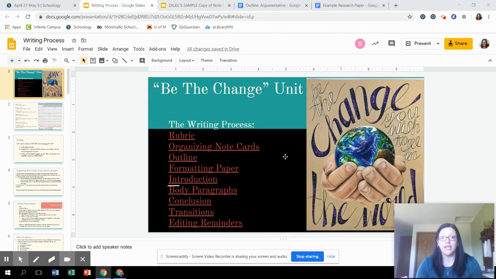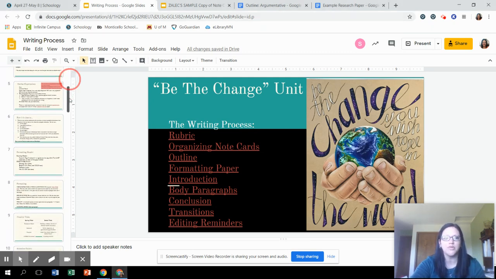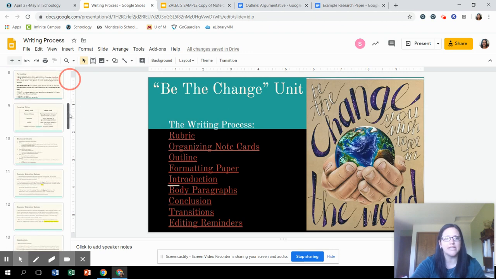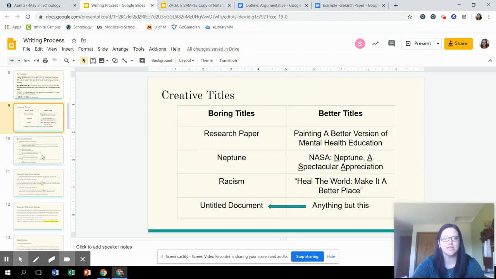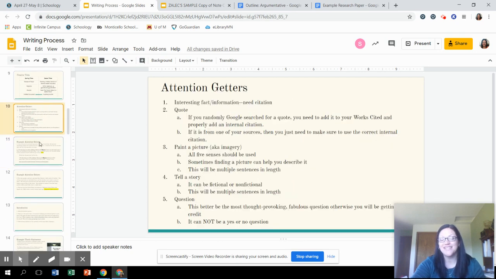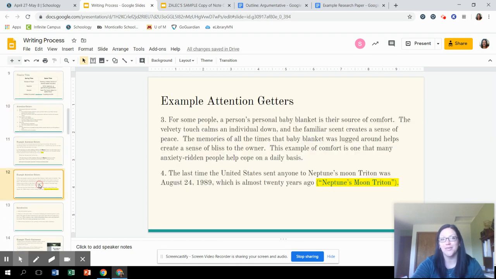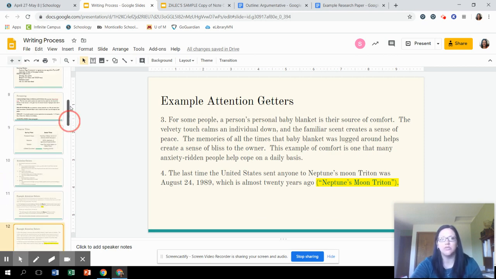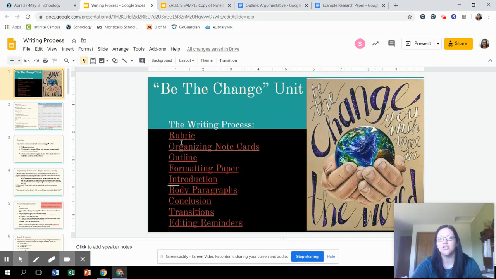Also, keep in mind this writing process slideshow is there to help. It gives you written explanations, but it also gives you several examples. If you're sitting there already saying, hey, I need help with creative titles, it talks about that. Hey, I need help with attention getters. Here are some ideas on how to go about doing that. Here are some examples. Use it however you need to. We do have them linked on the title page. If you click on any of these, it'll jump to that particular slide where you will find those.